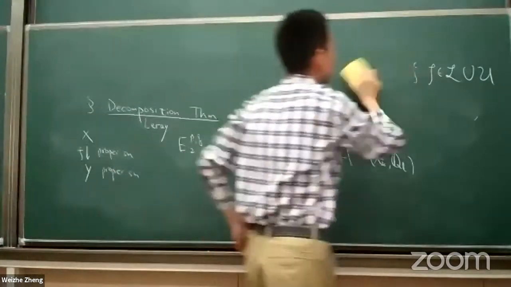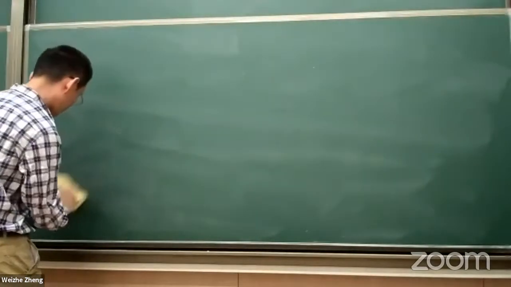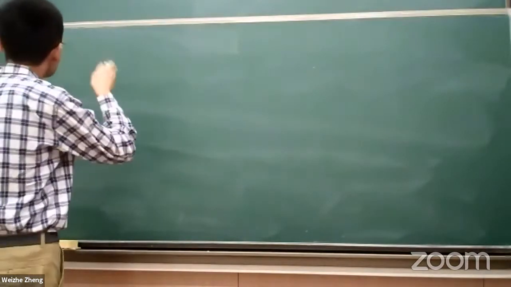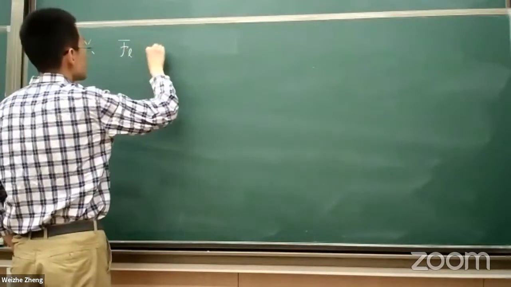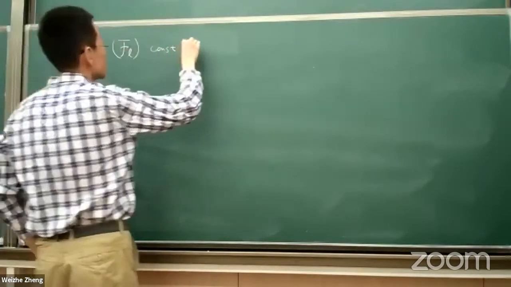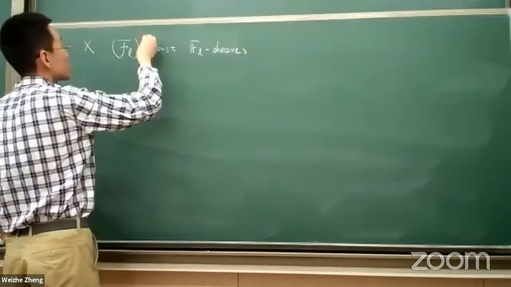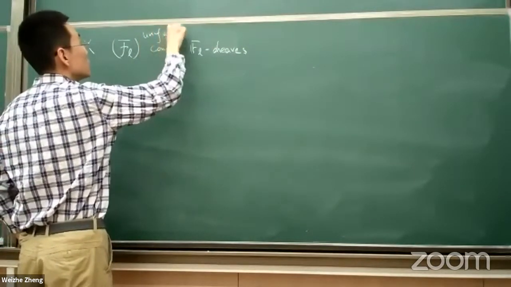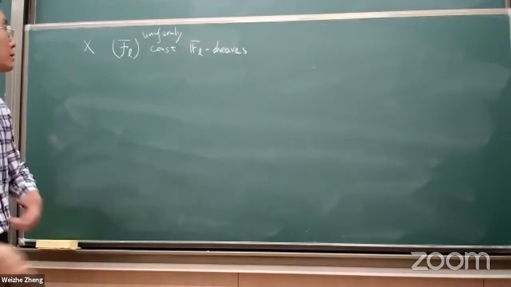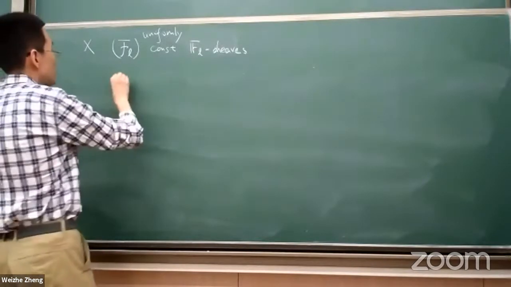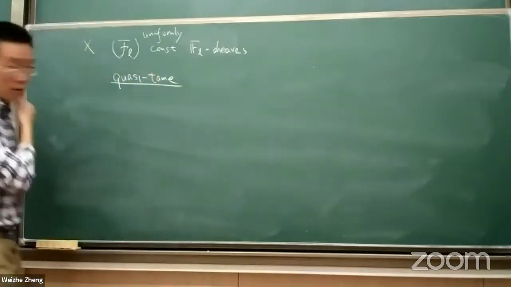So here's how we do it. We define this time for constructible sheaves a condition. Now X is general and we have F_l, each of them constructible. So I take a family of constructible F_l sheaves. By this I mean uniformly constructible: we can find the same stratification, and on each stratum we have the same bound for the dimensions of the stalks. But we need an extra condition on the ramification that we call quasi-tame.